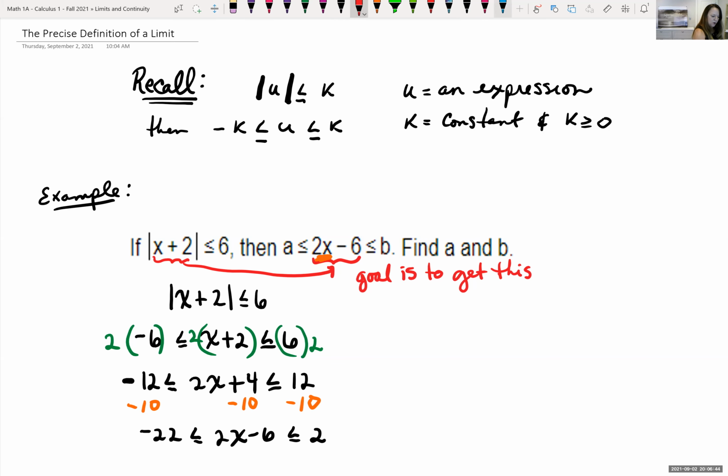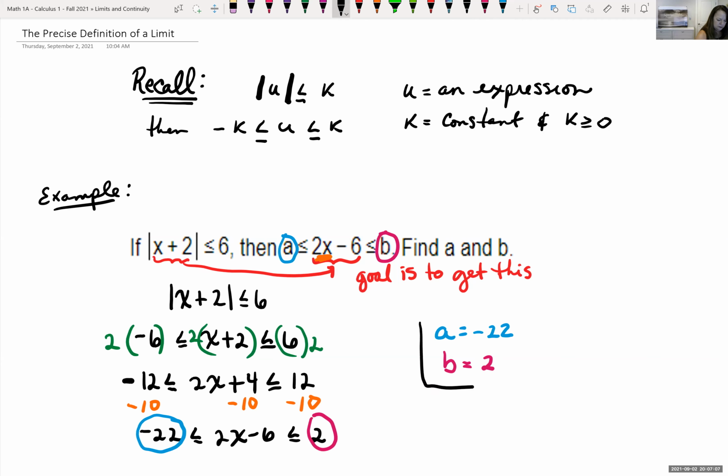And so we wanted to know, what is our a value? Well, our a value is what's going to be on the left, because we got what's inside to be the same. So a in our case is equal to negative 22. And our b value is what we have over here. Our b value would be 2 in order for that to hold true. So in just a minute, you'll be seeing that we're going to be using this concept to manipulate what's inside of that compound inequality, that expression, to look like some other expression.